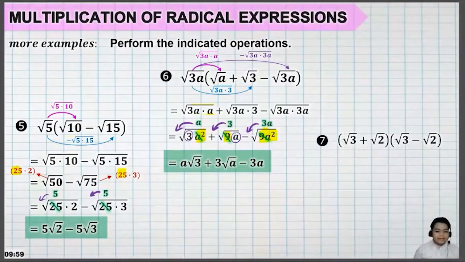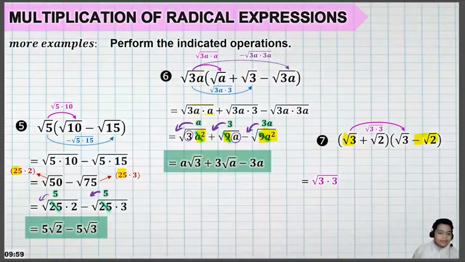Yan. Okay, so how about this one? If we have a distributive property, we have now a binomial times a binomial. Two terms sa two terms. Yan. So, in this case, hindi na tayo gagamit ng distributive property. Pero kung naaalala nyo pa si FOIL, naalala niyo pa ba si FOIL? And so FOIL, first daw muna, itong 3 square root of 3 times square root of 3. So we have square root of 3 times 3. Lagay na natin para hindi tayo malito. Next, yung outers daw, yung outer naman daw, itong square root of 3 tsaka itong negative square root of 2. So we have negative square root of 3 times 2.